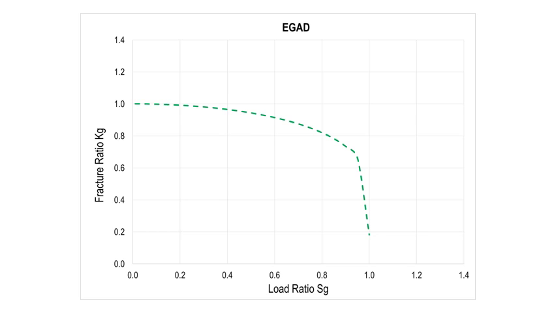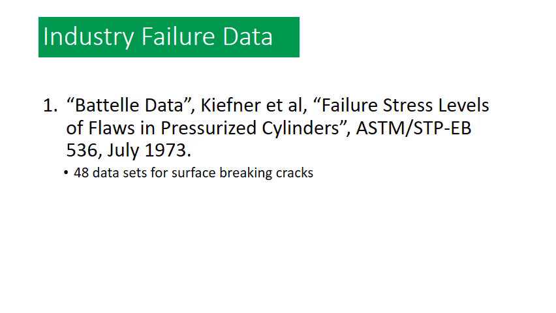So let's see how that plays out if we use some real data. The industry failure data that I'm using here is the original Battelle data that was used by the NG18 committee back in the early 1970s in order to validate their original log secant model. And you'll find that paper is Failure Stress Levels of Flaws in Pressurized Cylinders. It's an ASME paper from July of 1973. Now, in that paper, we have 48 data sets for surface breaking cracks.